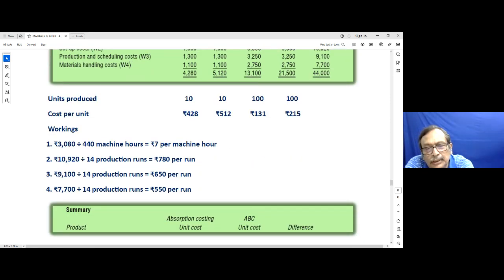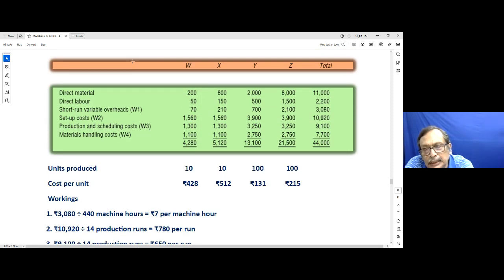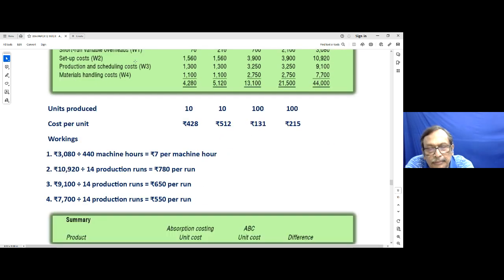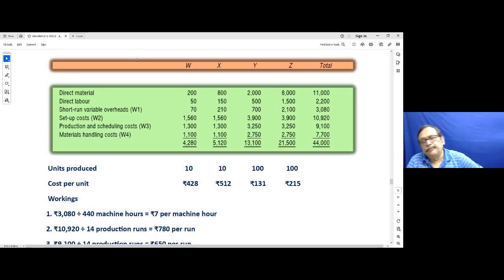So once you calculate the various cost driver rates, we can charge the overhead cost, common cost to the various cost objects, that is W, X, Y, Z, on the basis of these rates, and we get the different figures. So total cost comes to W 4280, X 5120, Y 13,100, Z 21,500, and total is 44,000.